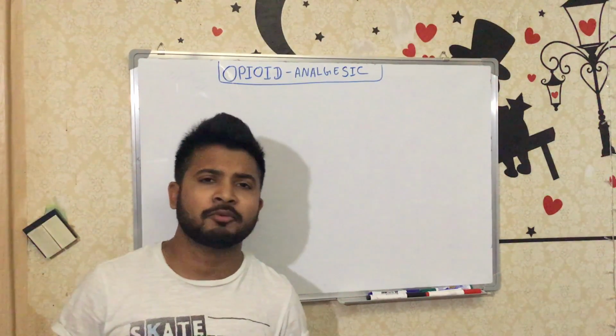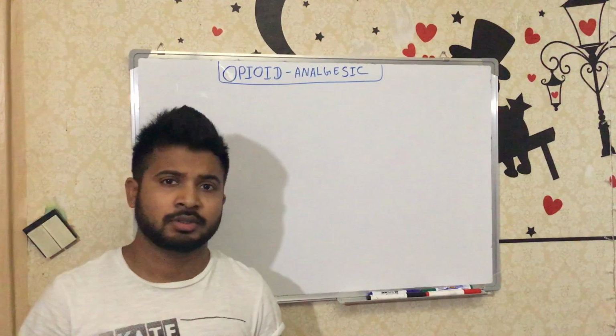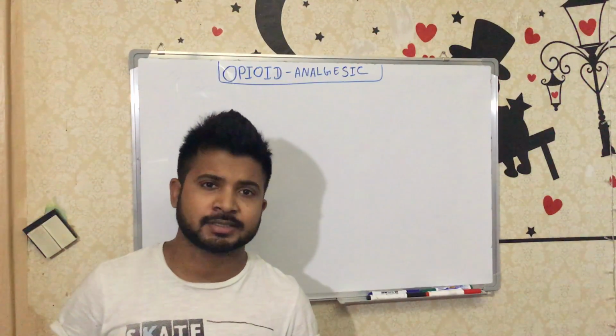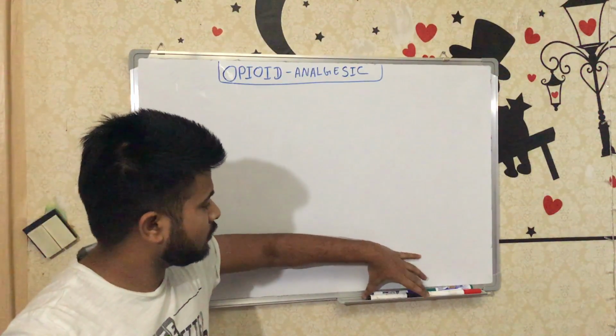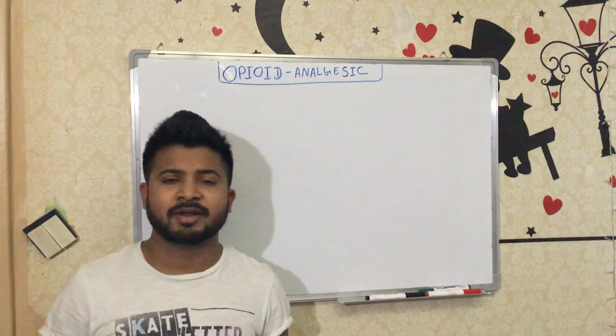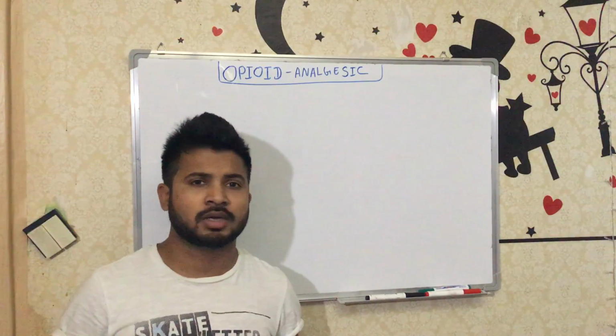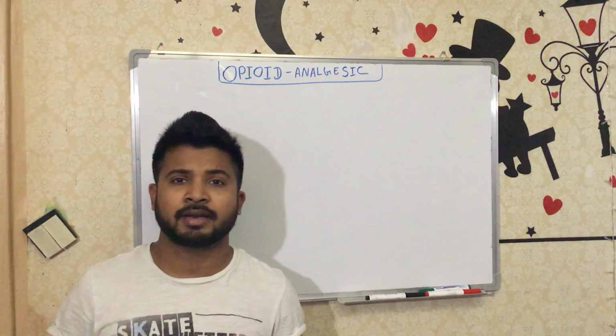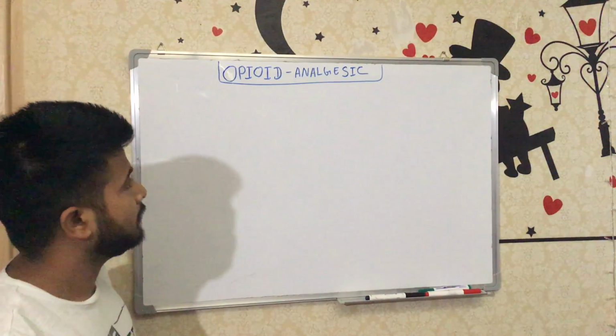First of all, opioid drugs produce analgesic action. That's why the name is opioid analgesic. So first of all, what is an analgesic? As we know, analgesics prevent or stop pain. So we should know at least a little bit about the definition of pain, meaning analgesia.